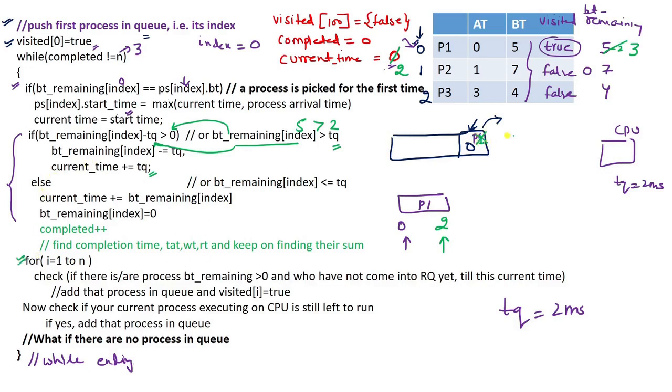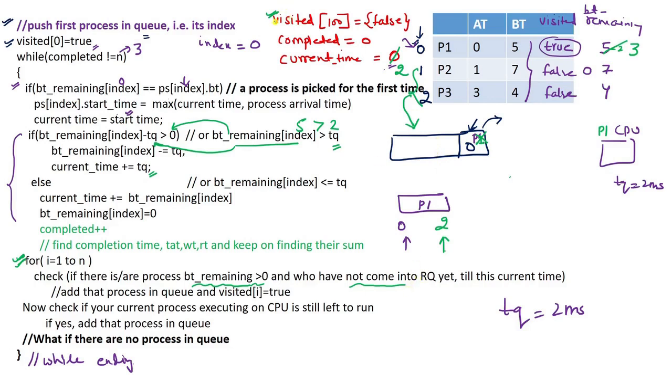Now after executing this P1, what we have to do is check whether a new process can come inside the ready queue from this list. So here we are saying, check which process has the remaining burst time greater than 0. That means those processes are still left to run, and we have to see whether those processes have not come inside this ready queue even one time.